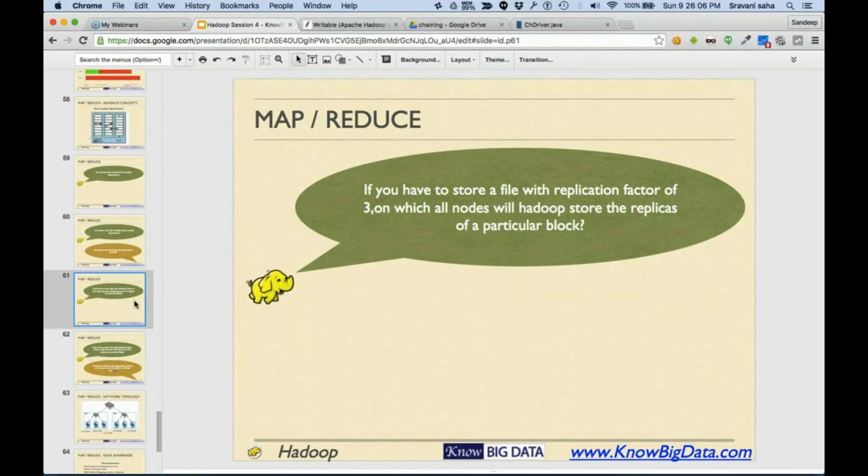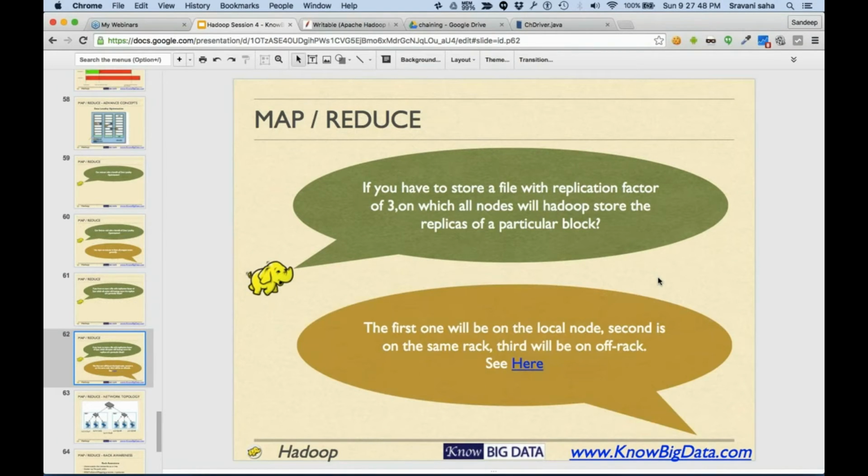There is a very common question: if you have to store a file with a replication factor of 3, on which nodes will Hadoop store the replicas of a particular block? Let's say you have to store a file in HDFS. So what are the nodes it will select? If you remember, by default the replication factor is 3. So there will be 3 copies of the same data. So where will these 3 copies be? On the same rack, on the same machine, or different racks, or how would it be?